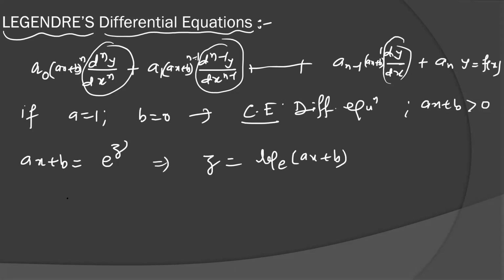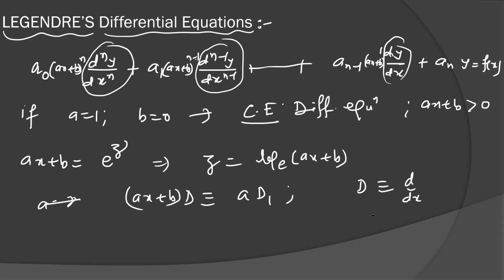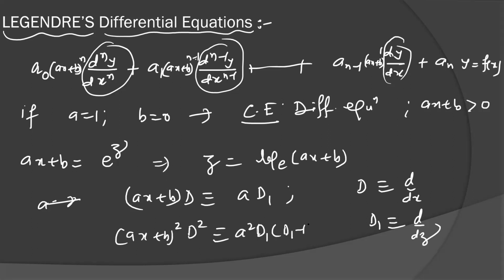So what are the other changes? (ax plus b) into D is now equal to a into D1, where D is d by dx and D1 is d by dz. And what will be the other change? (ax plus b) whole square D square will be a square D1 (D1 minus 1), and so on.